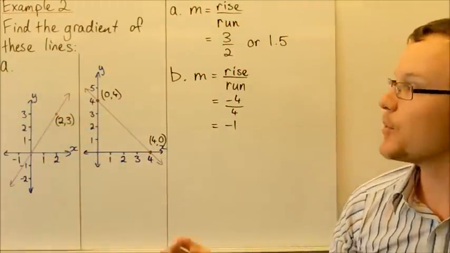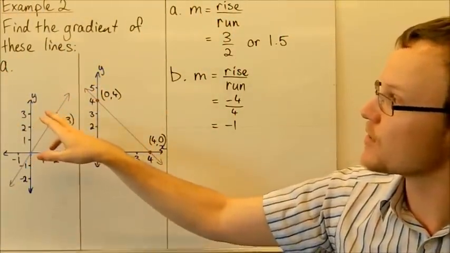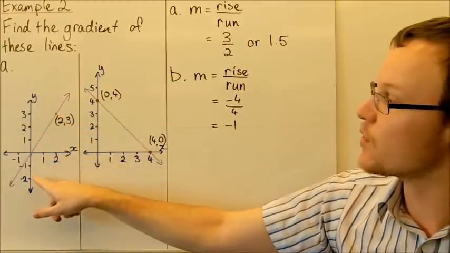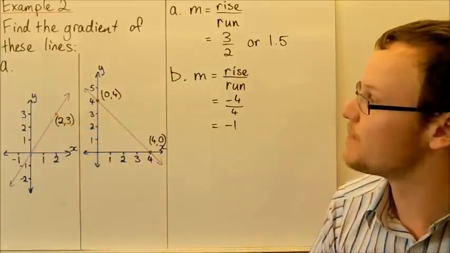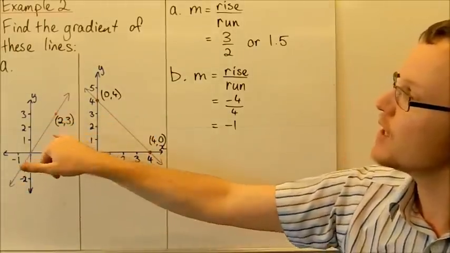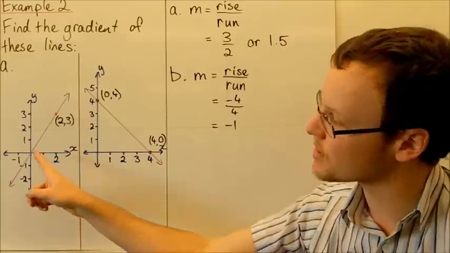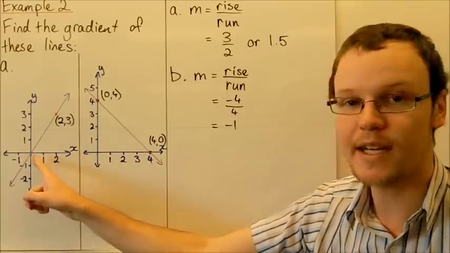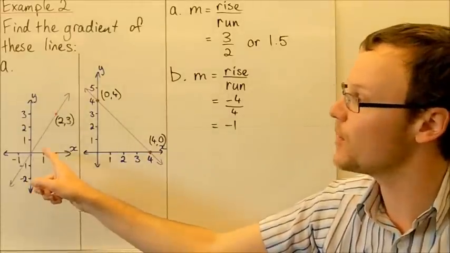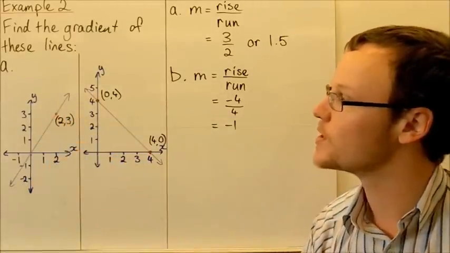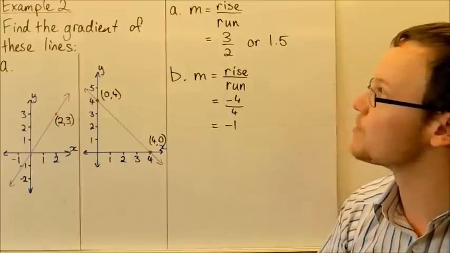Our last example, we're asked to look at the gradients of these two lines here. For our first line, we've got 2 points. We can see it's crossing through the origin at point 0, 0, and it's also crossing through the point 2, 3 here as well.